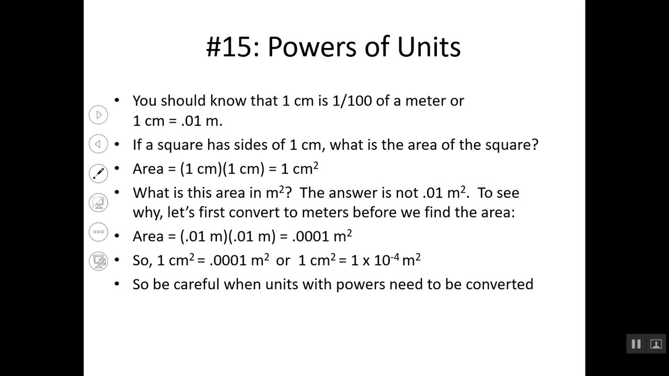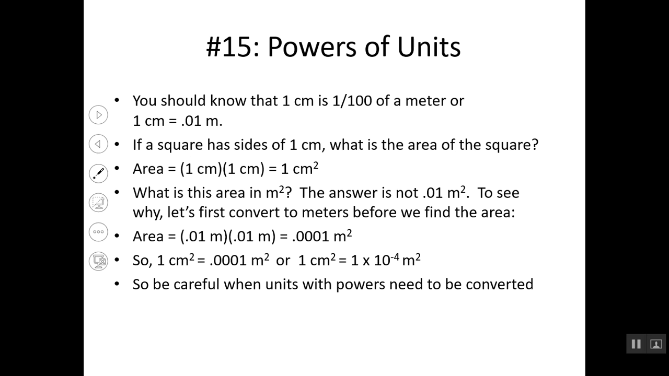So then the question would be, what if you wanted to convert 1 centimeter squared to meters squared? A lot of people think that because 1 centimeter is 0.01 meters, 1 centimeter squared is 0.01 meters squared. But it's not, right? You have to be a little bit careful when you do this.